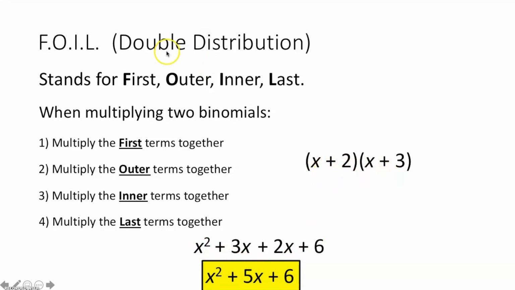You could also think about it as double distribution, if that helps. You're going to distribute the x to the x and to the 3. Then you're going to distribute the 2 to the x and the 3. Either way, FOIL or double distribution, whichever way it helps.